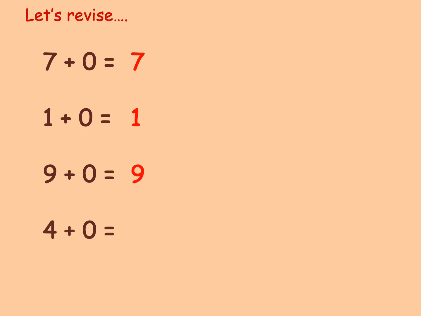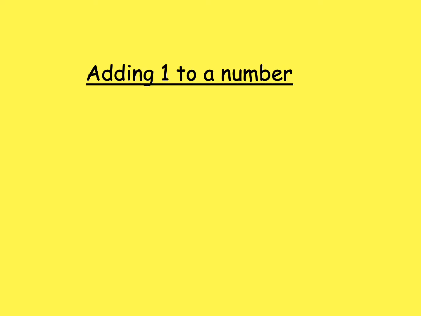Let us revise the first property with the help of few examples. 7 plus 0 is 7, where 7 is the number itself. 1 plus 0 is 1. 9 plus 0 is number 9 itself. 4 plus 0 is 4. 2 plus 0 is 2. It is clear now that whenever we add 0 to the given number, the answer or the sum is the number itself. The second property is adding 1 to a number.